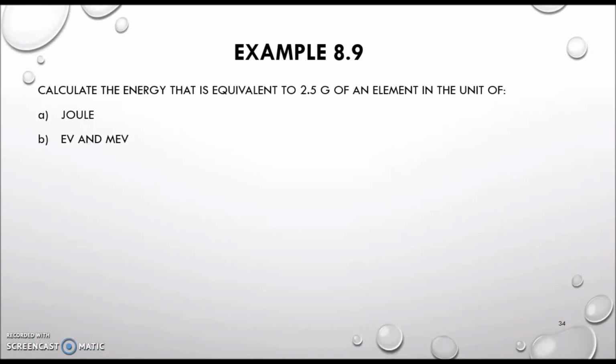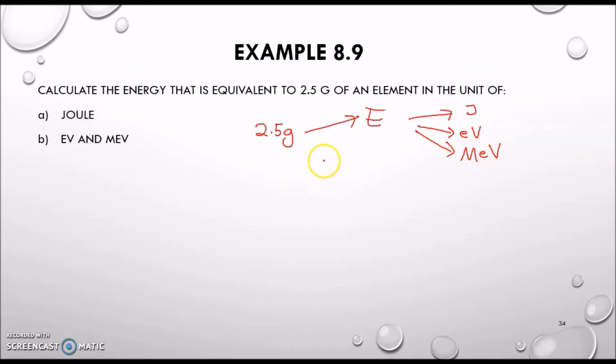Example 8.9: calculate the energy that is equivalent to 2.5 gram of an element in the unit of joule, electron volt, and also mega electron volt. So from the given mass 2.5 gram, we want to convert it into energy in joule, electron volt, and mega electron volt. So how do we get energy from the given mass? We can use Einstein's equation E equals mc squared. Substitute the mass, substitute the speed of light, then you will get the energy. Okay, let's see the answer.